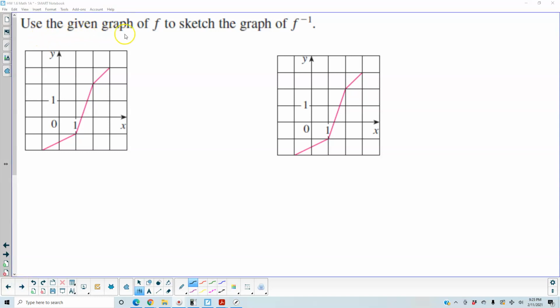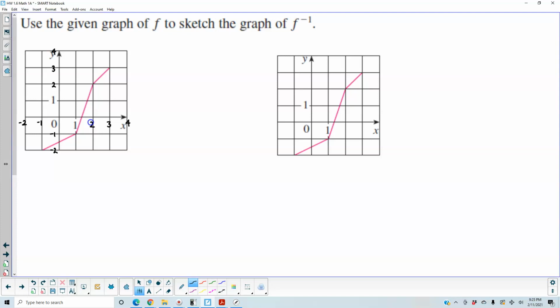So here we want to use the given graph of f to sketch the graph of f inverse. So let's just label our points on our grid here. We have 0, 1, this is 2, and then this is 3. This is -1, -2, and then here's 4. And then 0, we got -1 here, -2. We have 1, 2, 3, and then 4.